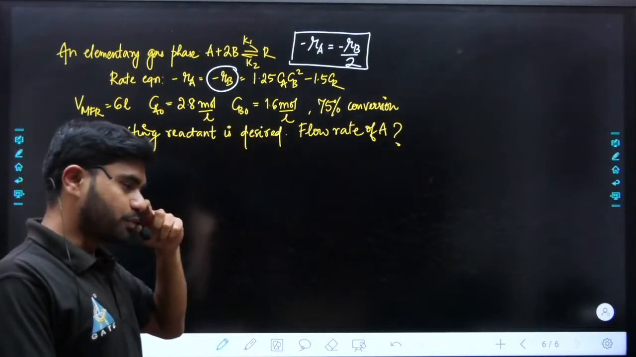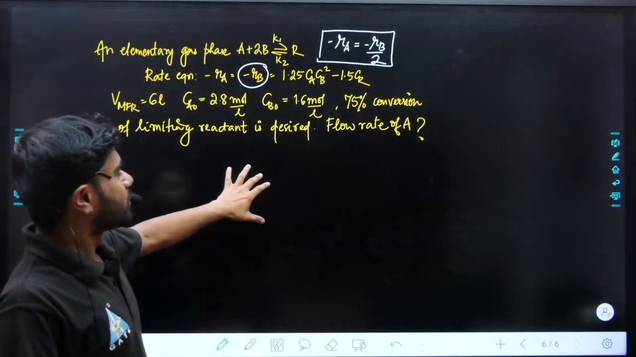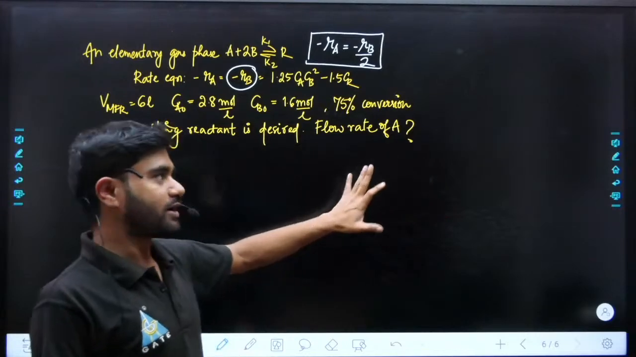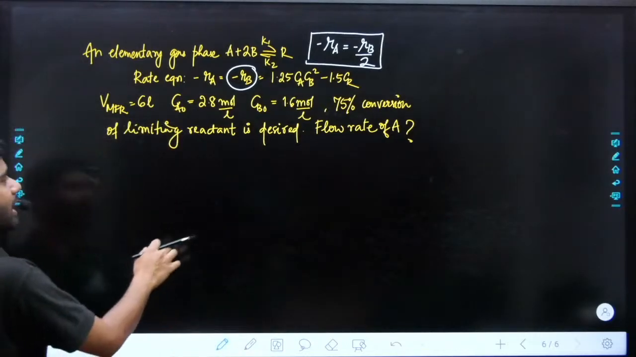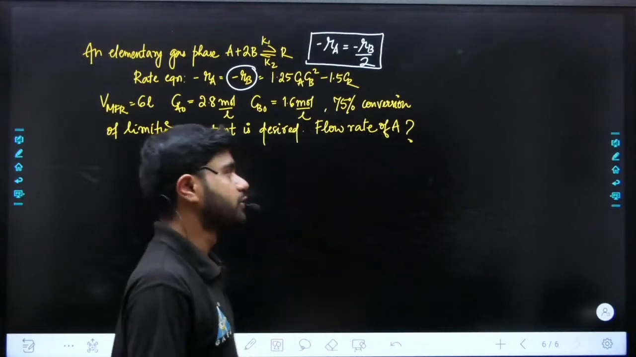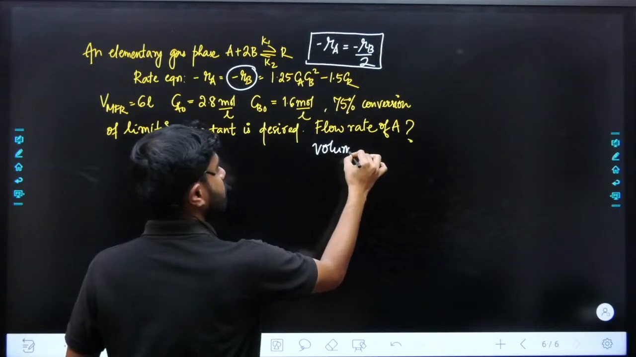How do we proceed with the calculation? Now you need to answer what the flow rate of A is. I am talking about the volumetric flow rate of A. So I'm just writing here: volumetric flow rate of A.